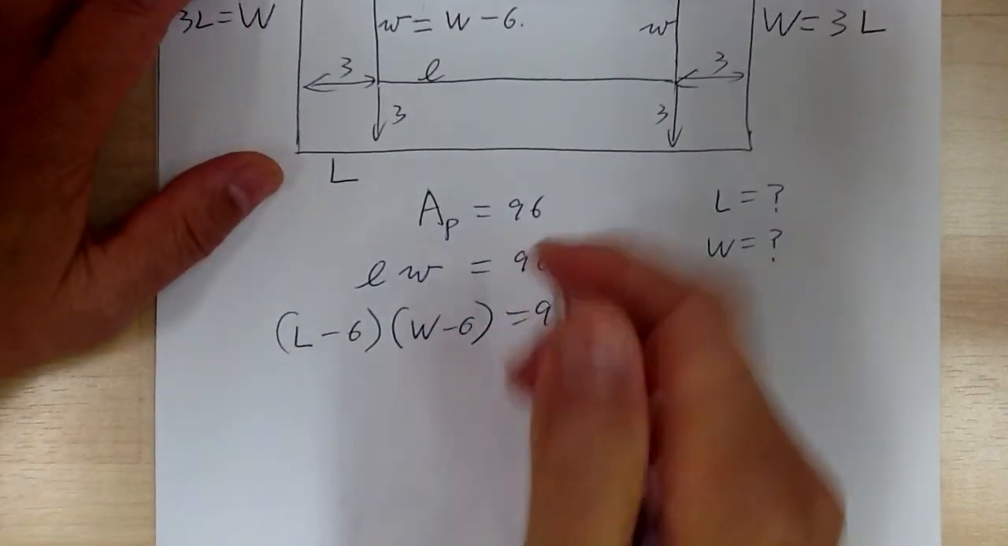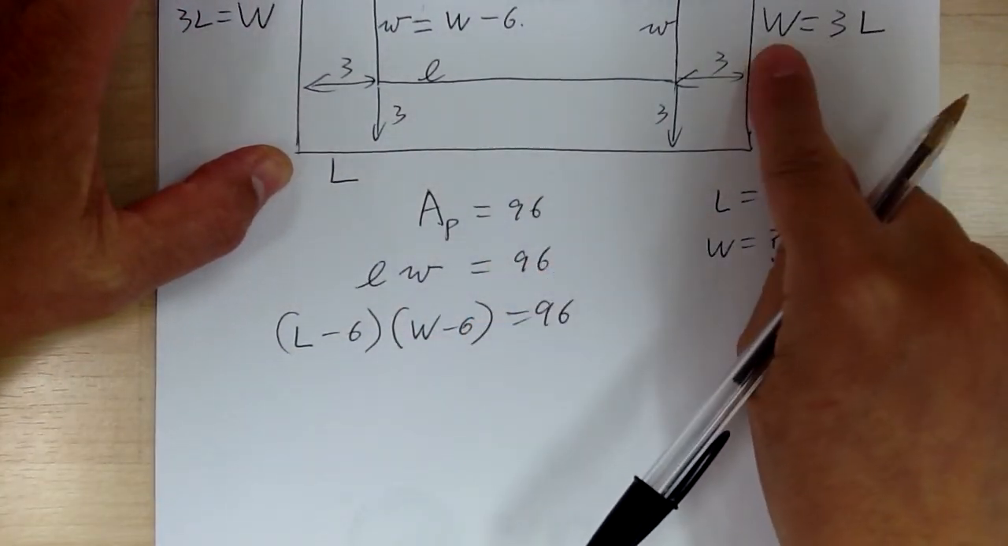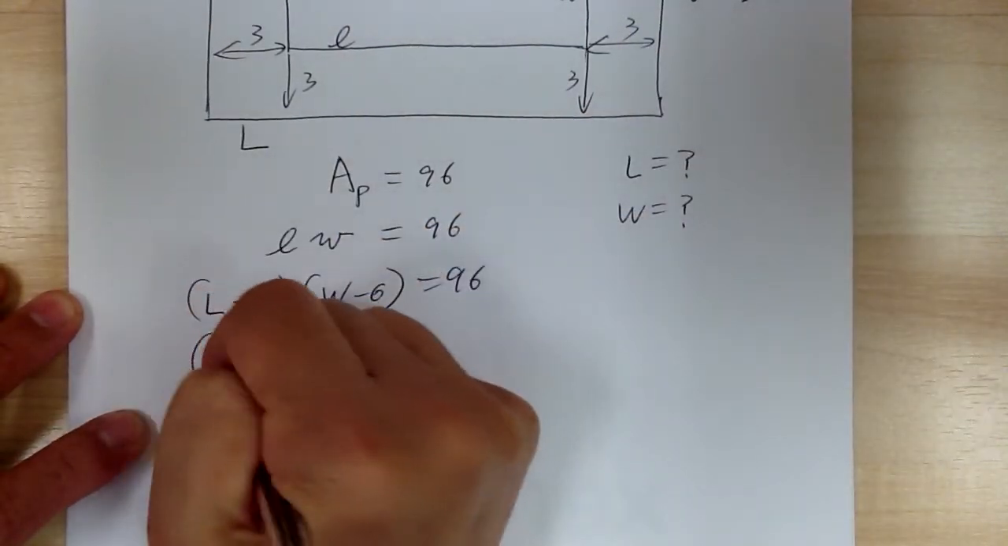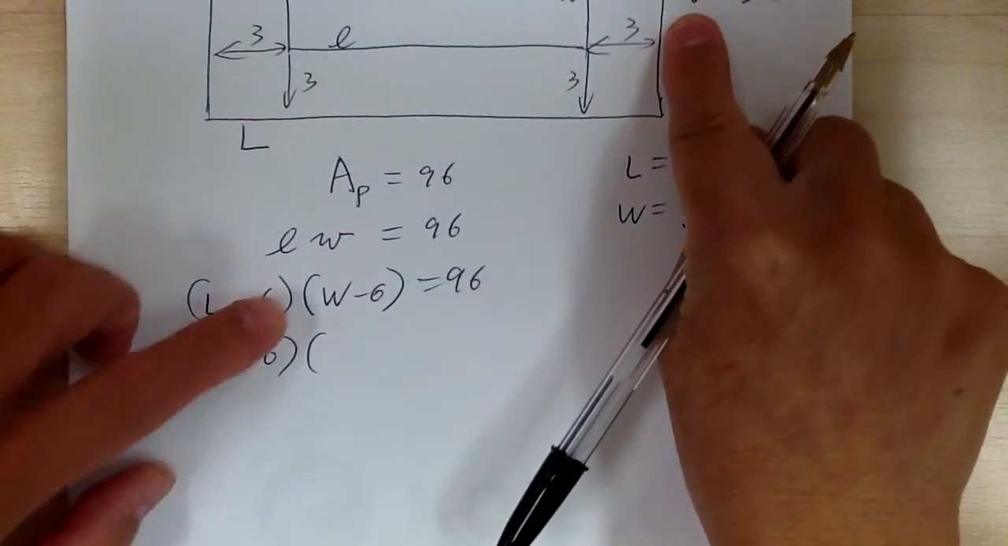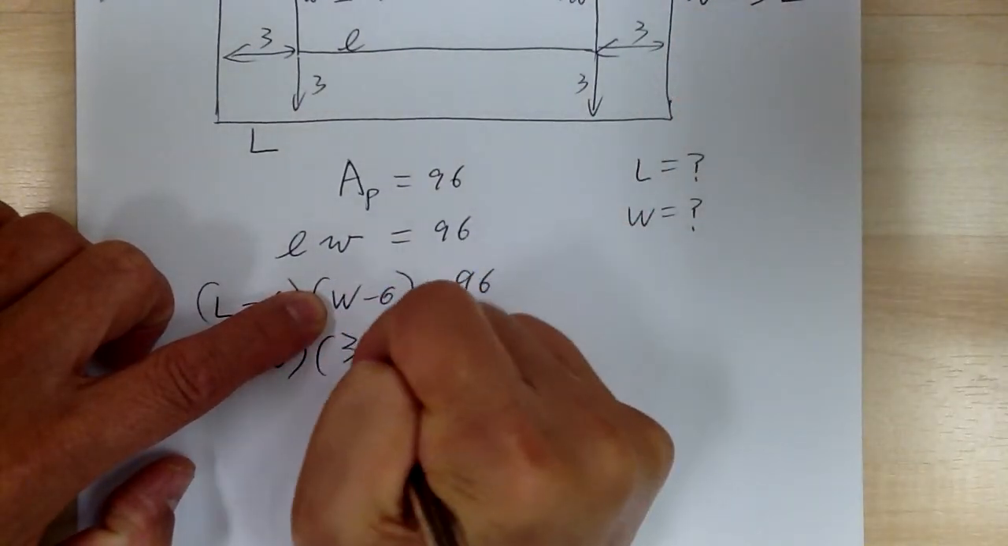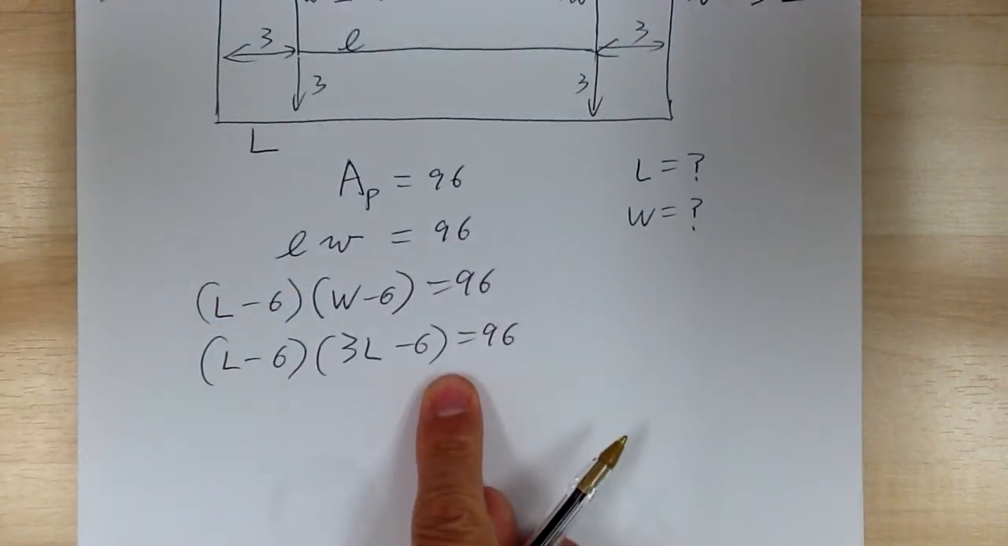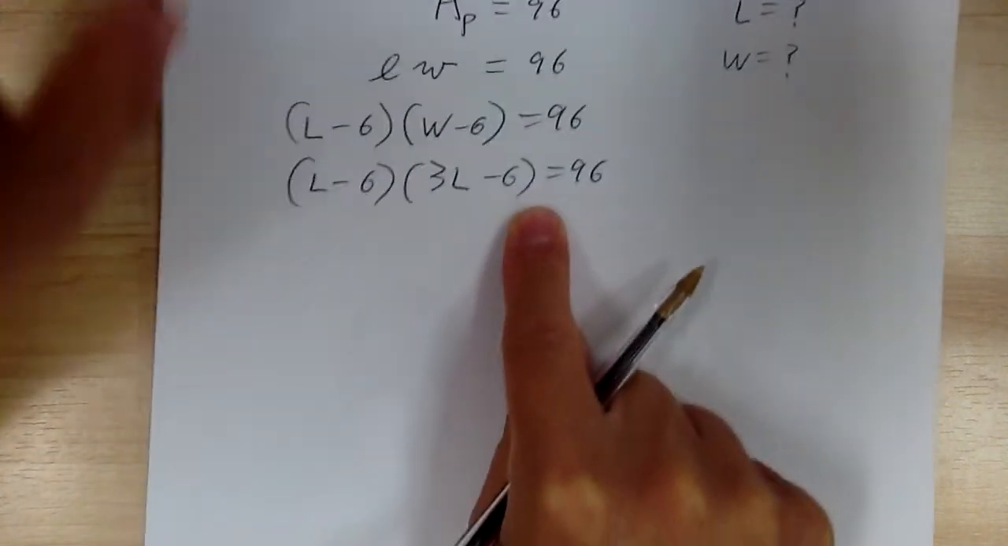Now you still have a problem. You still have 2 letters. So you need to look over here. See, the big W is equal to this. So you have to substitute one more time. The big W is 3L. So you have to do all the substitutions. Now you have one variable, so you're good to go, right?